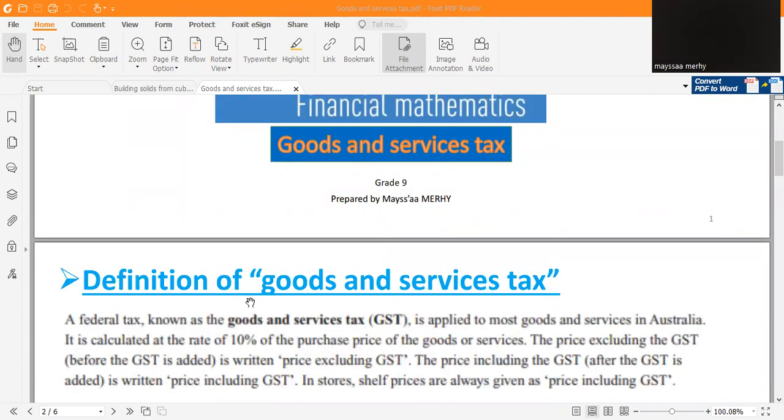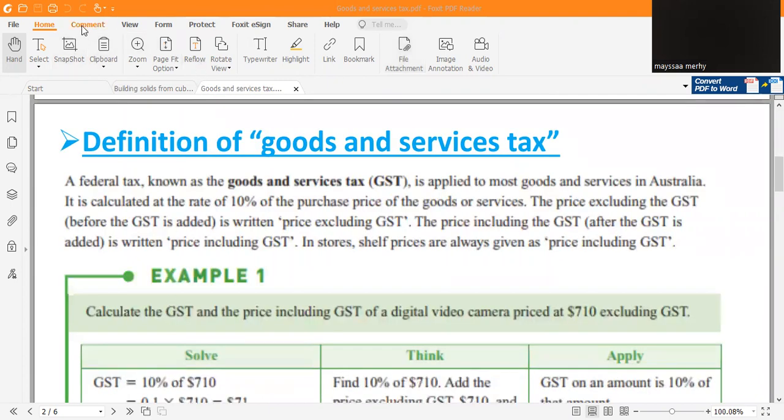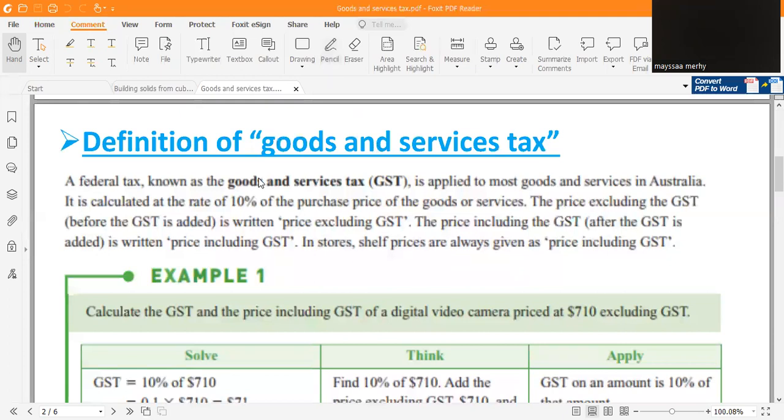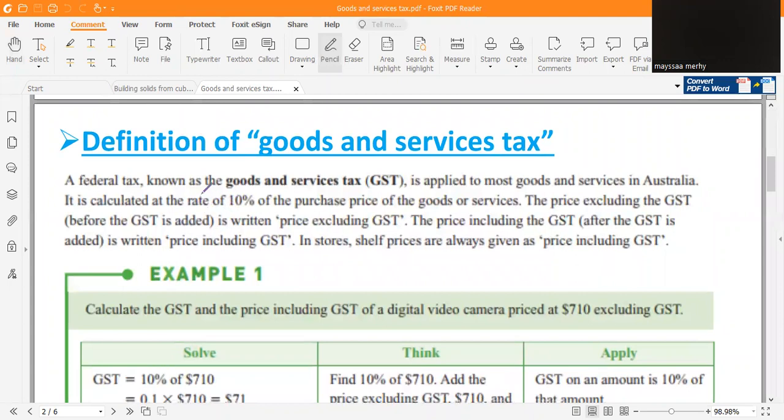What is the definition of goods and services tax? Normally, it is a tax on any goods and services applied by the Australian government. Normally, it is equal to the rate of 10% of the purchase price of the goods or services.